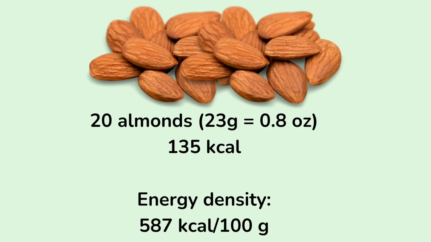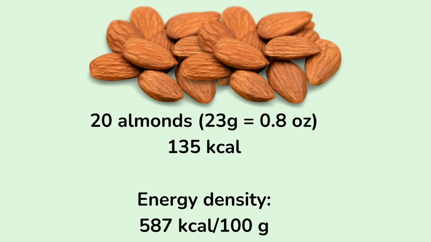I mentioned earlier that these are rich in protein and also in fiber, but they have another characteristic that makes them less ideal for the purposes of maximizing satiety per calorie. And that characteristic is a very high energy density. See here, almonds as one example have an energy density of 587 kilocalories per 100 grams because they have almost no water and a lot of both fat and protein.